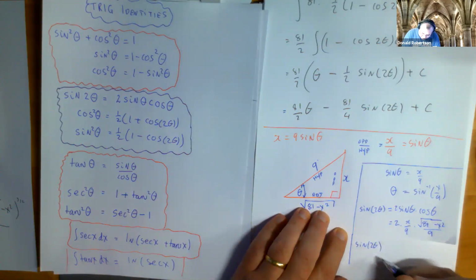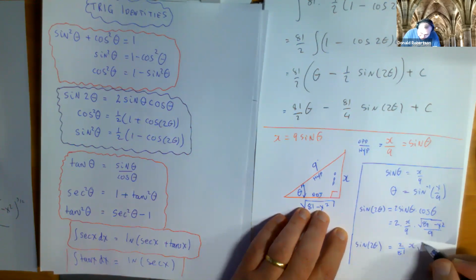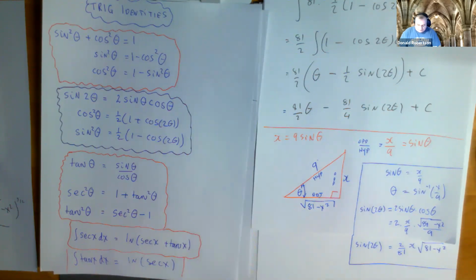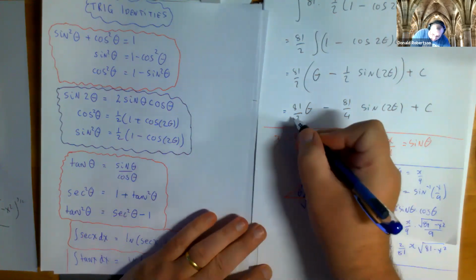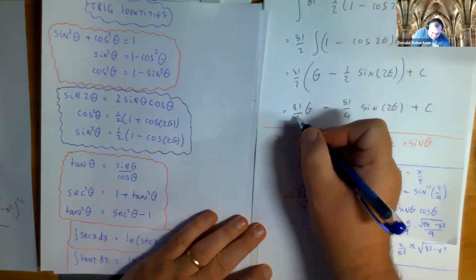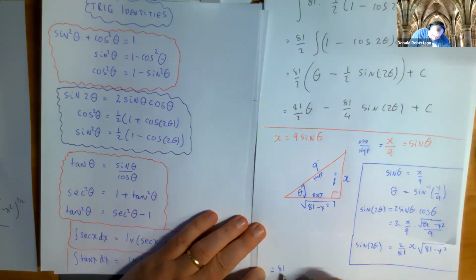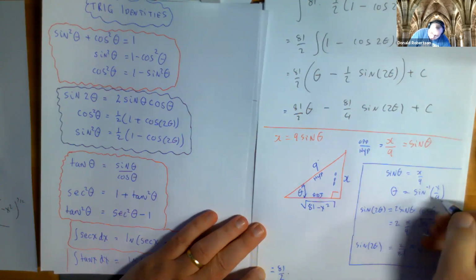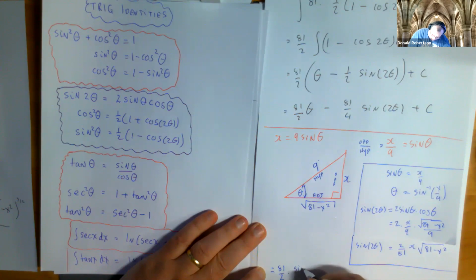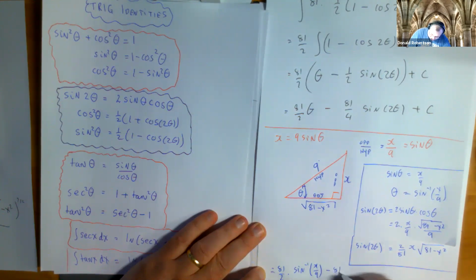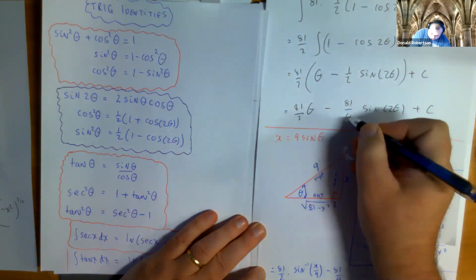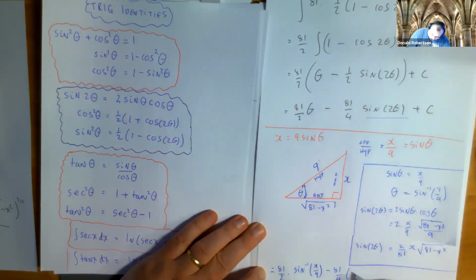Which is that guy over 9, which means that the sine of 2 theta ends up being 2 over 81 and x over this ugly square root. Phew. So we are ready to rock and roll. This guy here, the answer is 81 over 2 theta, which is the inverse sine of x over 9, take away 81 quarters, the sine of 2 theta, which is this guy.